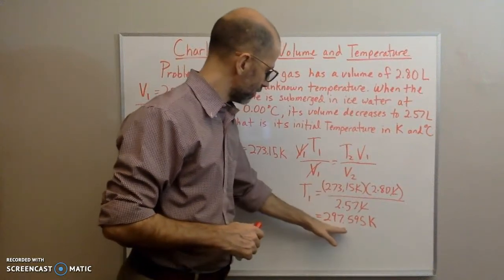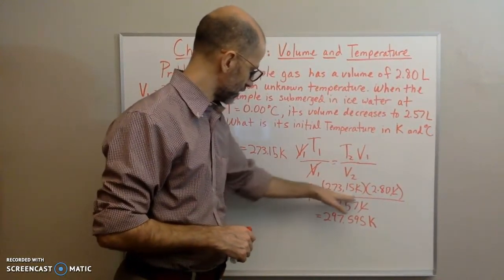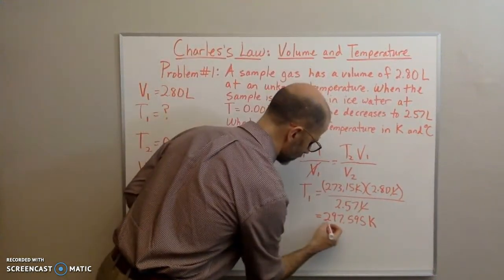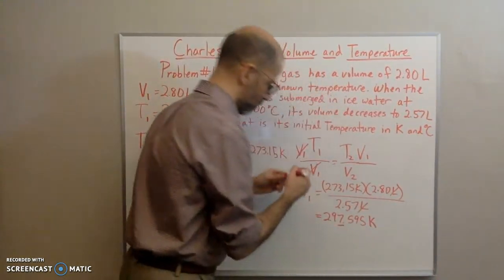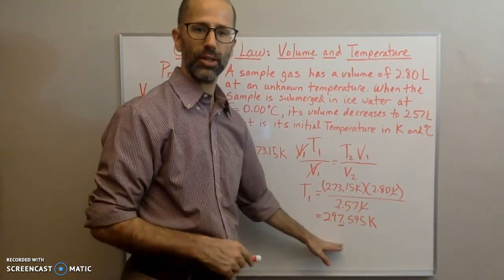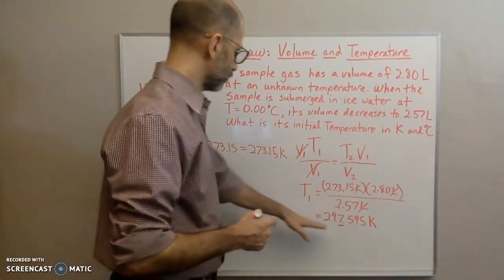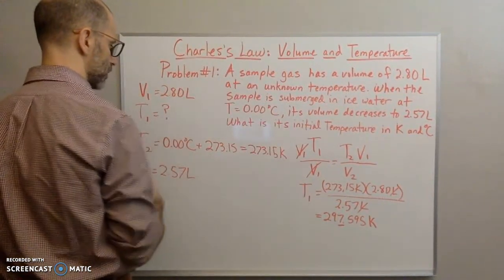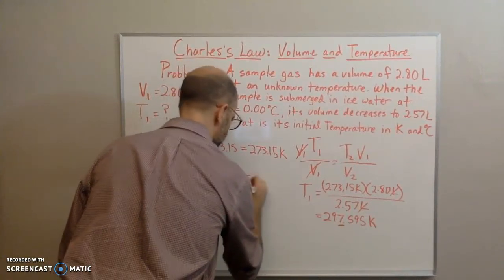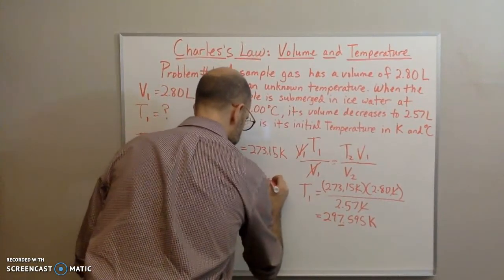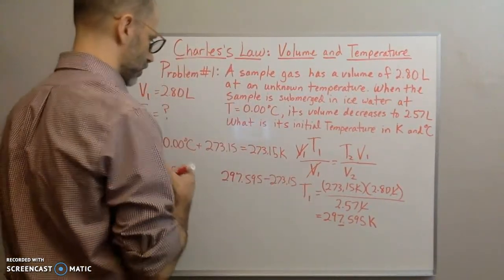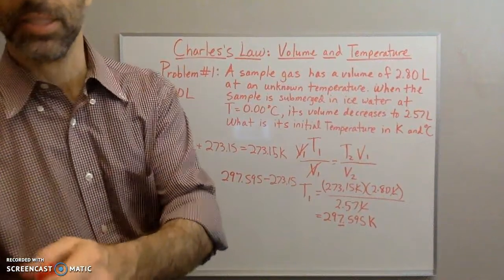Now we need to check our sig figs. Our answer should have the same number of sig figs as the least number. This has 5, this has 3, this has 3. So our last significant digit is 1, 2, 3, this 7 here. But we're going to keep this because we still need to do one calculation to get Celsius. To go back to Celsius, we're going to subtract 273.15 from the 297.595, and that'll give us the Celsius.